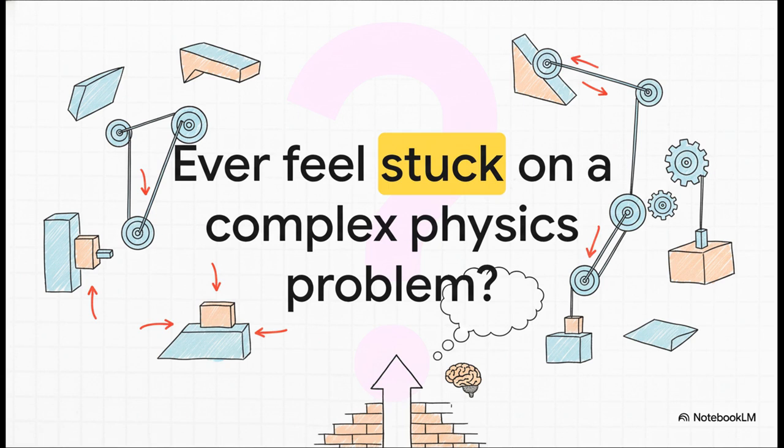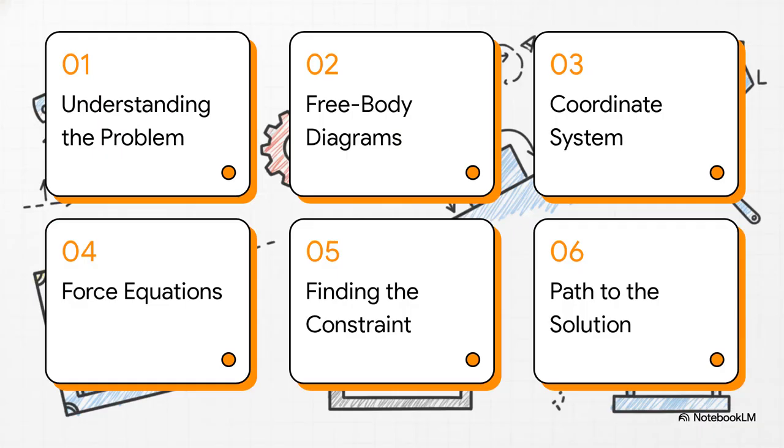But here's the thing. The key isn't some secret magic formula. It's all about having a solid step-by-step blueprint that turns the chaos into clarity. And that's exactly what we're going to walk through together, piece by piece. So here's our game plan, our blueprint for the solution. We're going to move through these 6 logical steps, one after the other. Each step builds on the last, turning this big, scary problem into a bunch of smaller, totally manageable tasks.